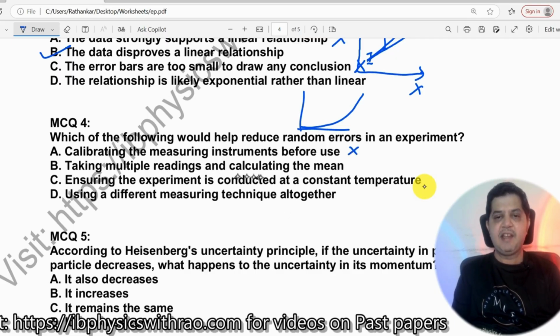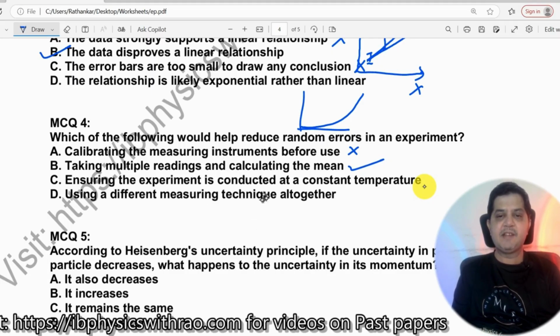Taking multiple readings and calculating the mean. This will definitely reduce it. The reason for doing more than one trial, or three trials or five trials and so on, even in your IA or whatever it is, is only to reduce the random error. So this will definitely help you.